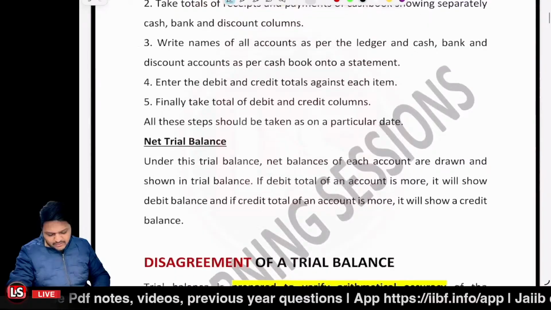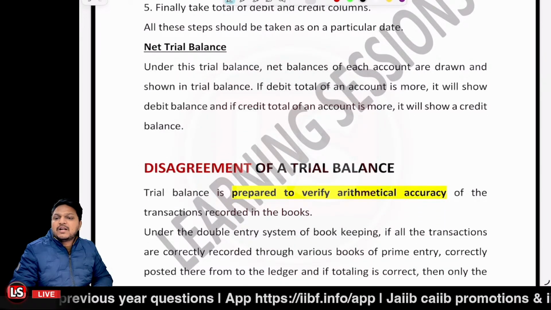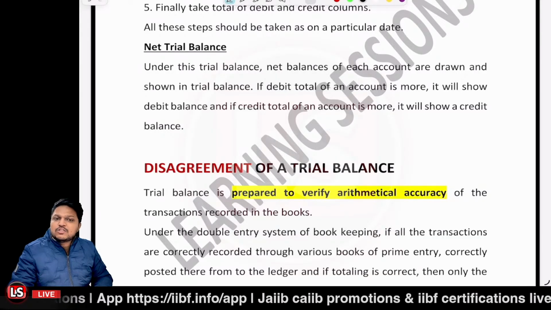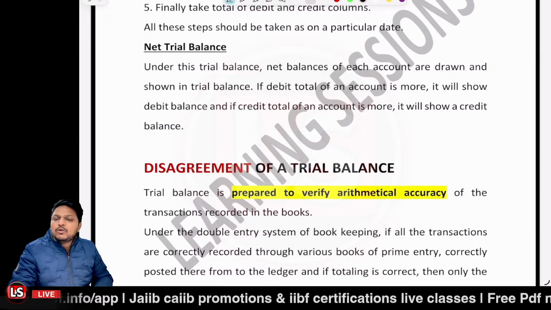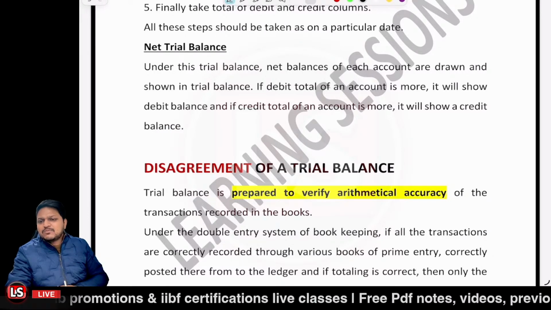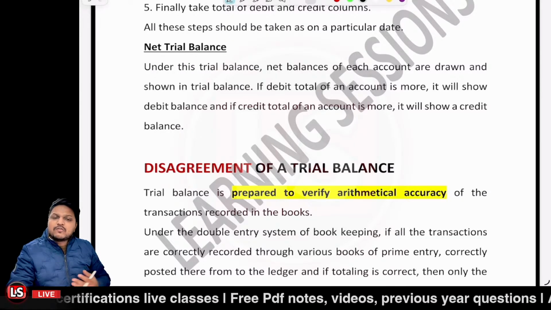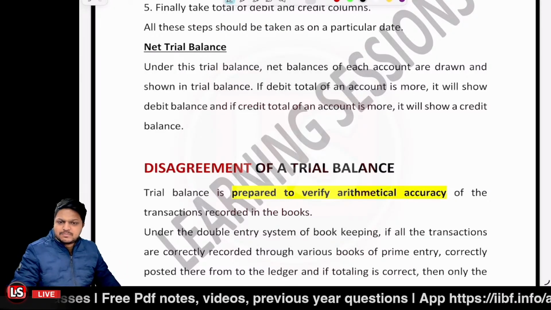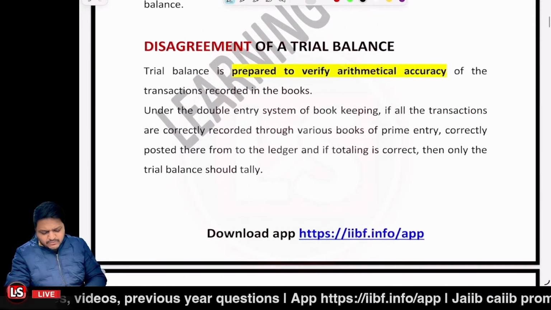So in the case of the net trial balance, the net balances of each account are drawn. Balancing is to be done, the account balance is to be drawn, and only that is to be entered into the trial balance worksheet, right? Like if the debit side is more, the balance of the account will be debit. If the credit side is more, the account balance would be credit, and only that particular balance is to be showcased, right?